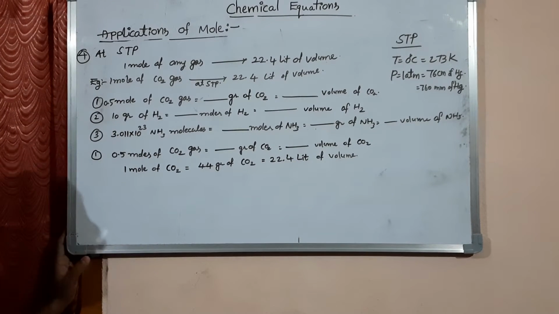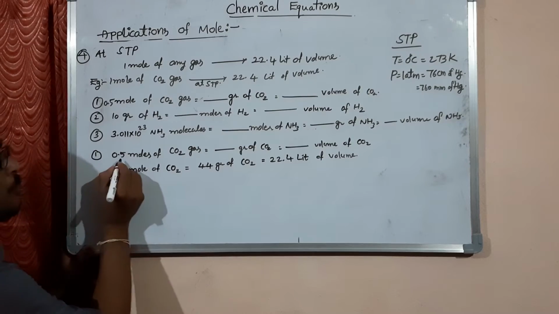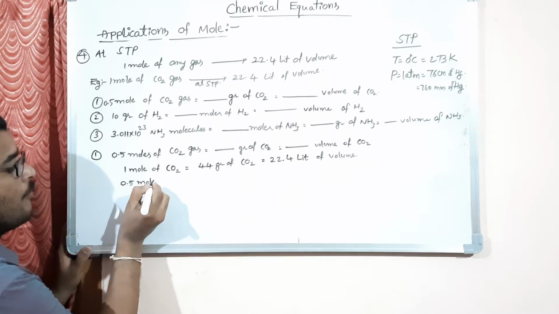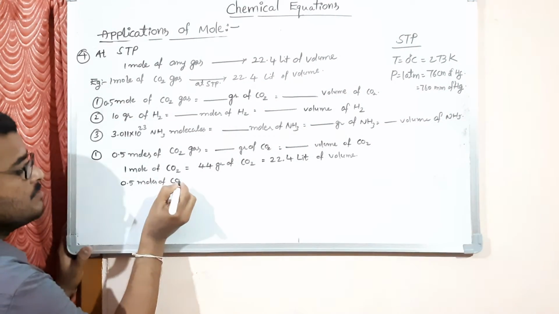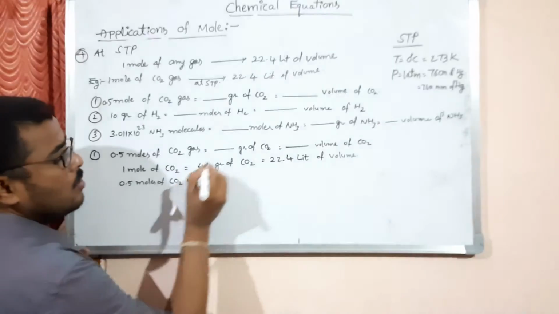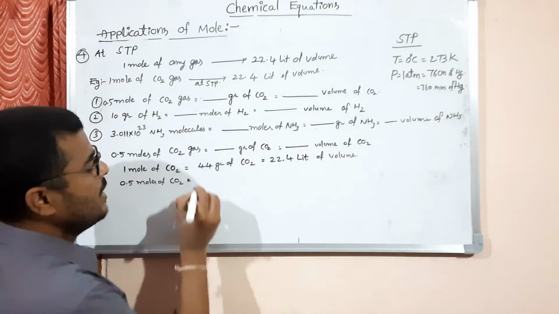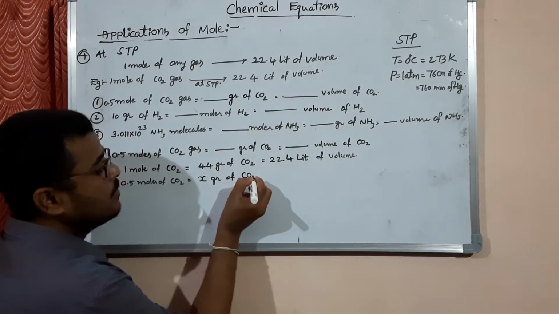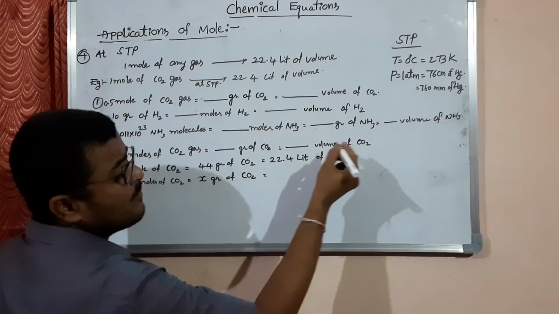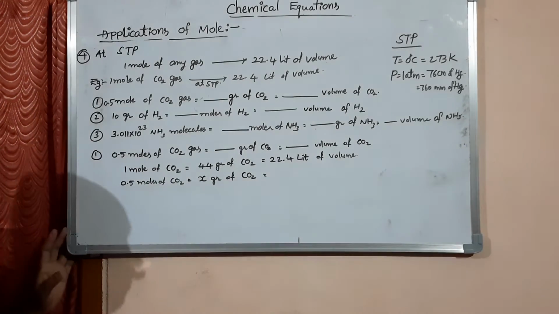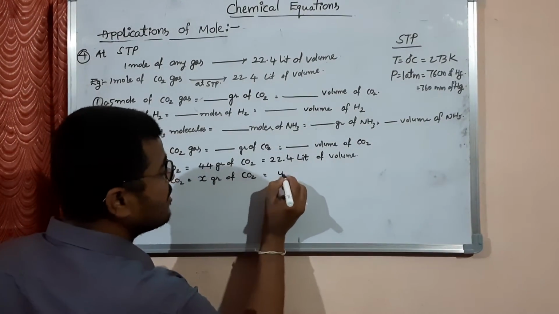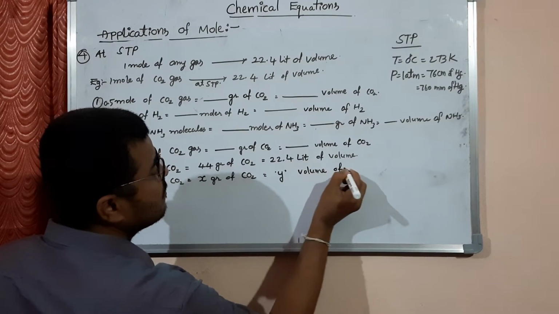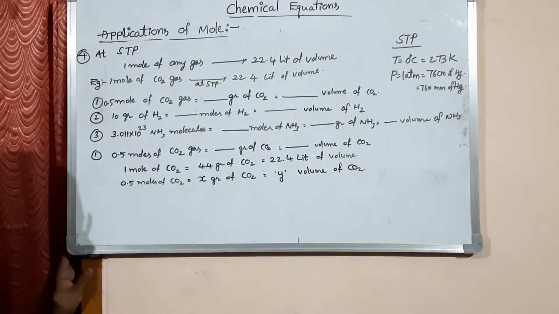Right. Now our question is 0.5 moles of CO2 is equal to how many grams of CO2? Let it be X grams of CO2, that is equal to how much volume of CO2? Let it be Y volume of CO2. Right.